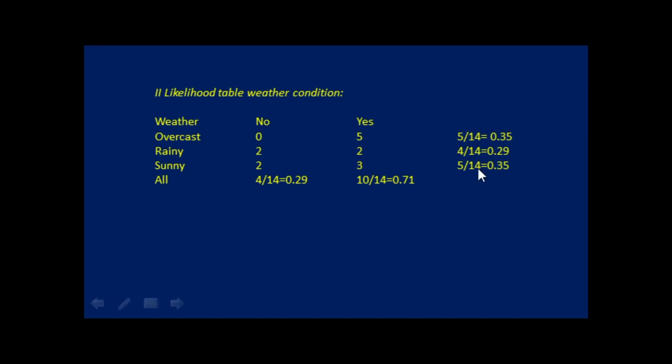Sunny, how many yes? 3 yes and 2 no. 3 plus 2 how much? 5. 5 divided by the total number in the data set, 14. So probability is equal to 0.35. Okay. So next.